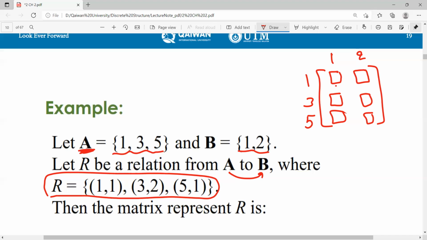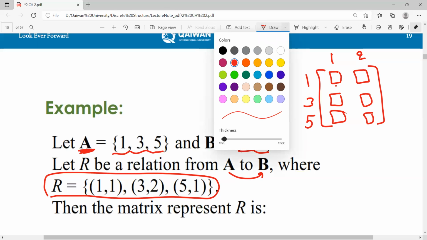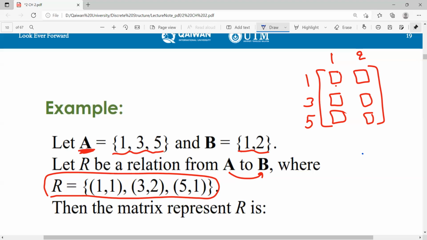If there is a relation between AI and BJ. AIJ, sorry. Let me use another color. Look, this element represents the relation between 1 and 1. Do we have 1 and 1 in the relation? Yes. So you write down 1 here. If we have it in the relation, you write down 1.